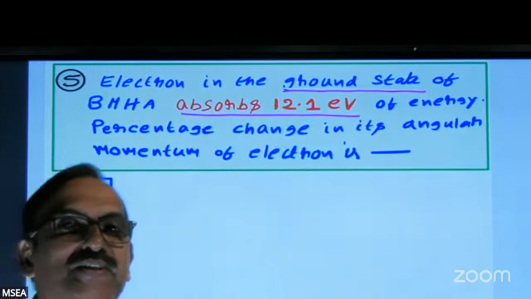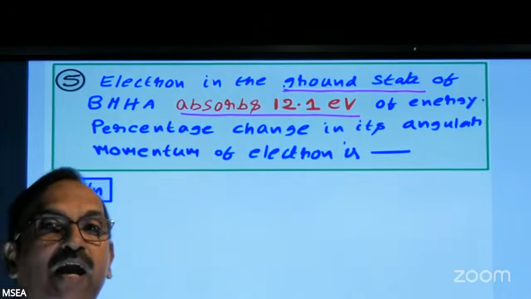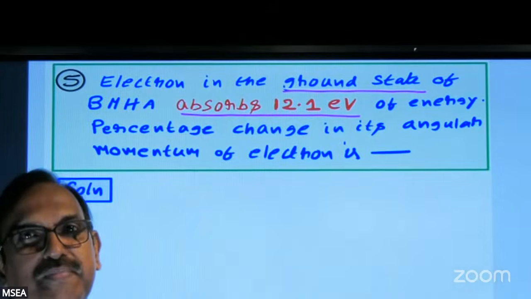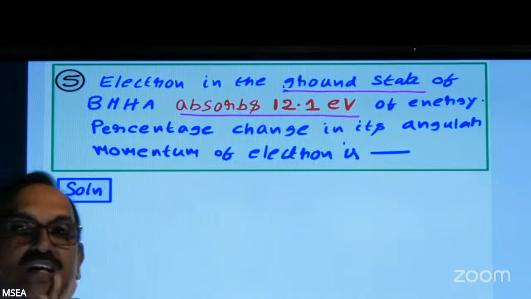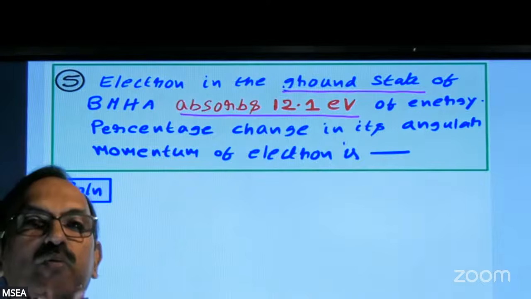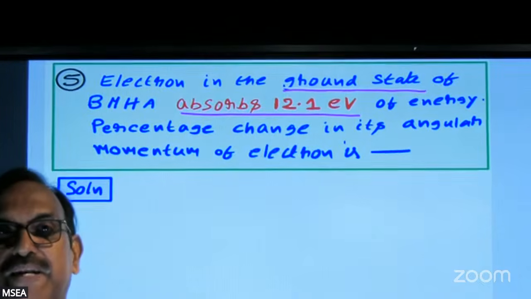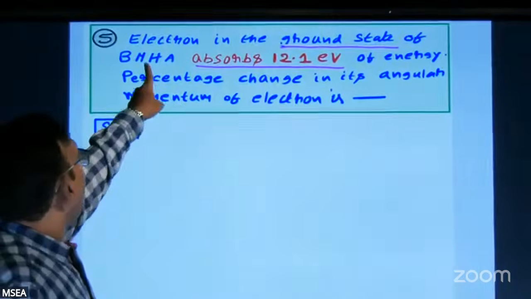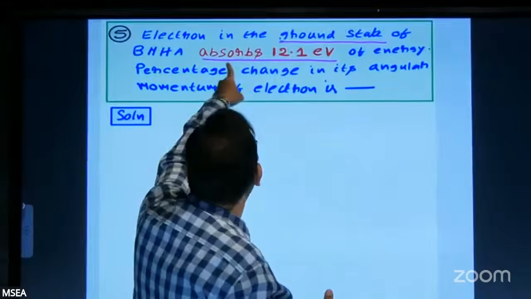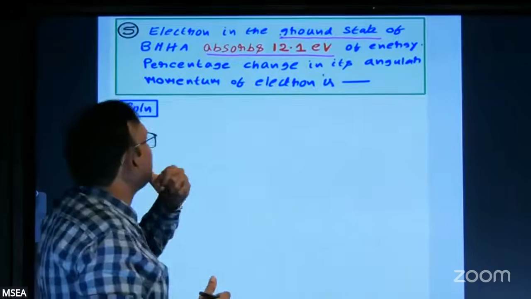Again, another question of percentages. I want to know what is the percentage change in the angular momentum of electron. So all these questions are coming to you after thoroughly analyzing so many important questions that have come in the entrance examination system over the decades. Okay, electron in the ground state of hydrogen atom absorbs 12.1 eV of energy. What is the percentage change in the angular momentum of the electron?